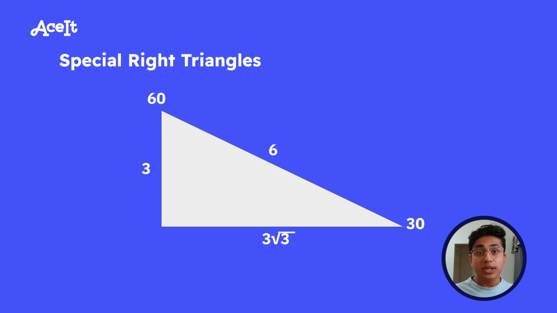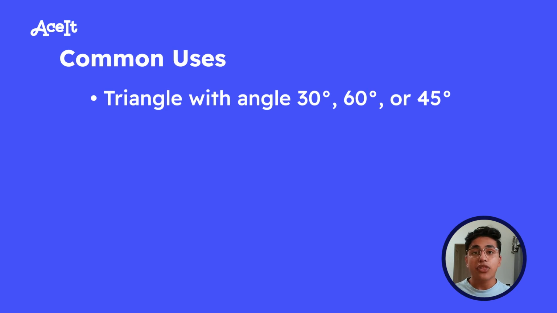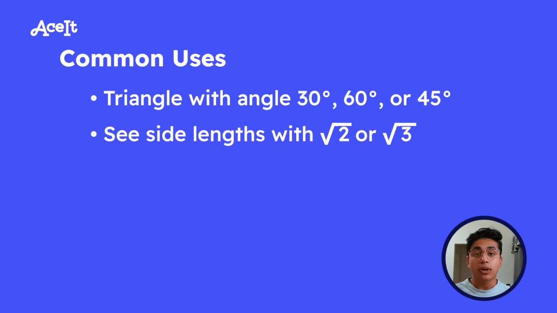Now that you know what the special right triangles are, when are you supposed to apply the ratios? Well, let's talk about it. Here are some common signs. The first one might seem pretty obvious, but it's if you see 30 degrees, 45 degrees, or 60 degrees anywhere within a shape, you're probably going to have to apply the special right triangles in some way. The next one is if you see a square root of 2 or a square root of 3 anywhere on a side length where you could make a special right triangle, you're probably going to have to use it.